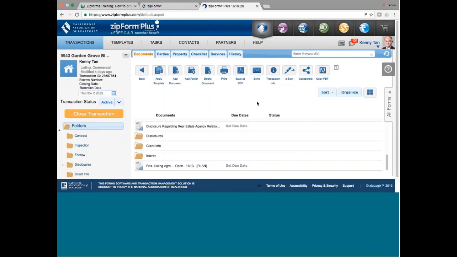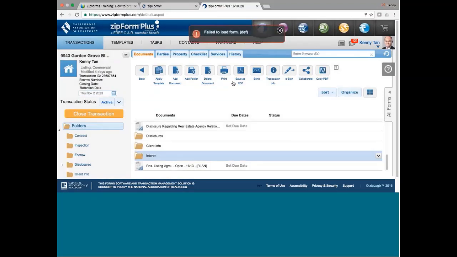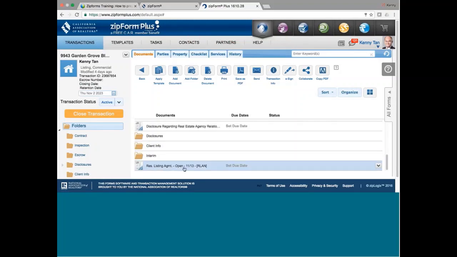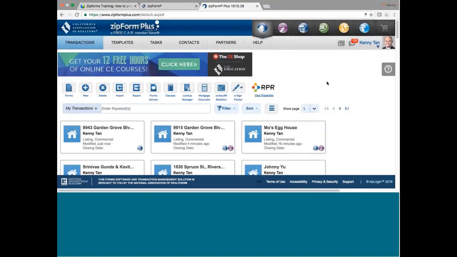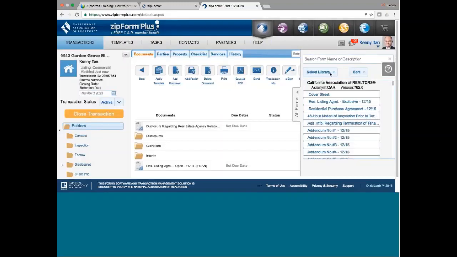Now, what do you do in this case? You just have to improvise, because you can actually make your own open listing form. But in this case, you got a residential open listing. Be able to load the form. What's going on? Okay, I don't know what happened. I can't open it. Well, I don't have access to it. Let me try another type of listing.